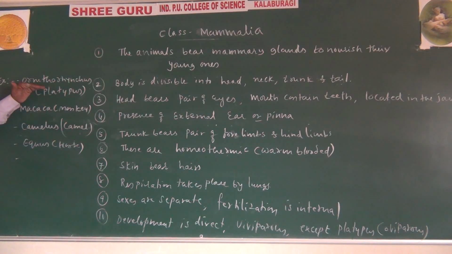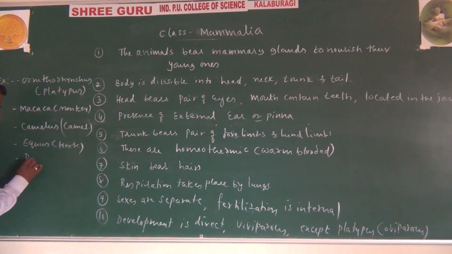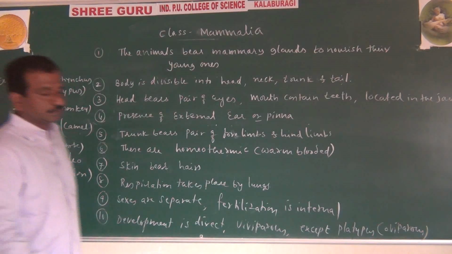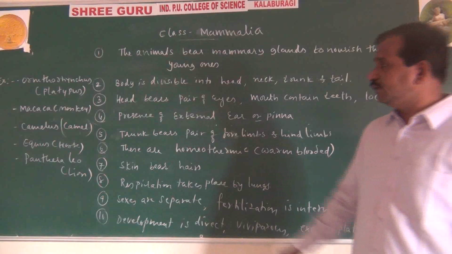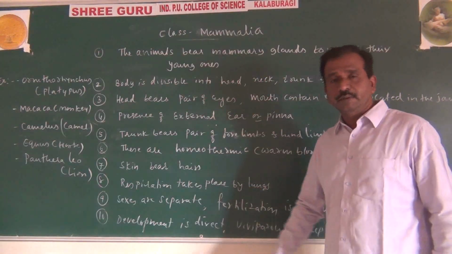One is egg laying. Another is that normally these are viviparous animals. So many examples. Panthera leo, lion. Like this, so many characters are there which are going to be found. Those are the examples. So these are the characters we have studied in the case of the mammals.